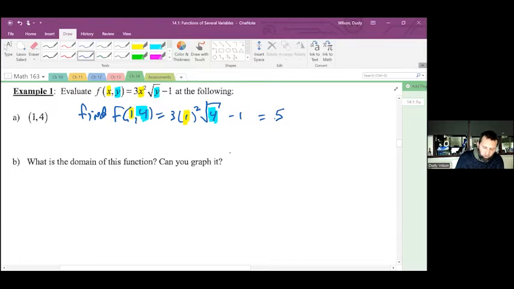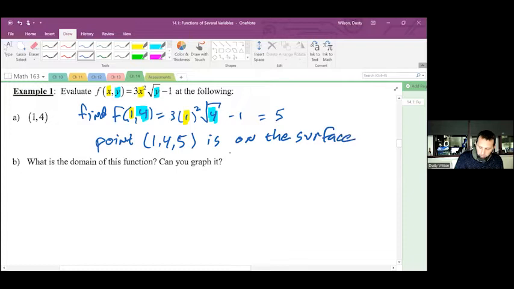So notice here what we're saying is that the point (1, 4, 5) is on the surface, or the graph.